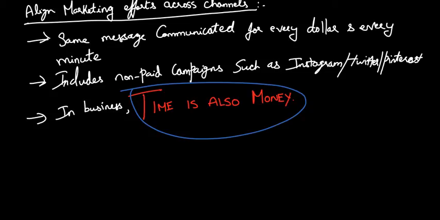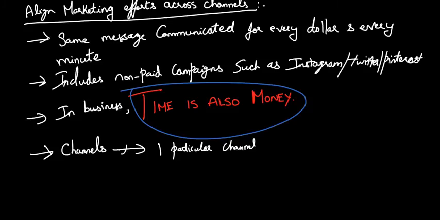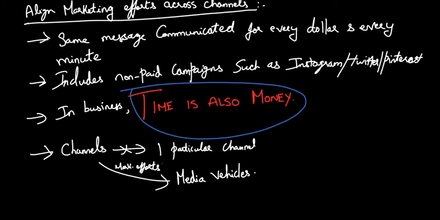So even non-monetary effort should be included in this, and it should be across channels. That means it is not that you have to channelize your marketing efforts towards one particular channel. No, not like that. You can have many media vehicles, and you can align your marketing efforts through these media vehicles.